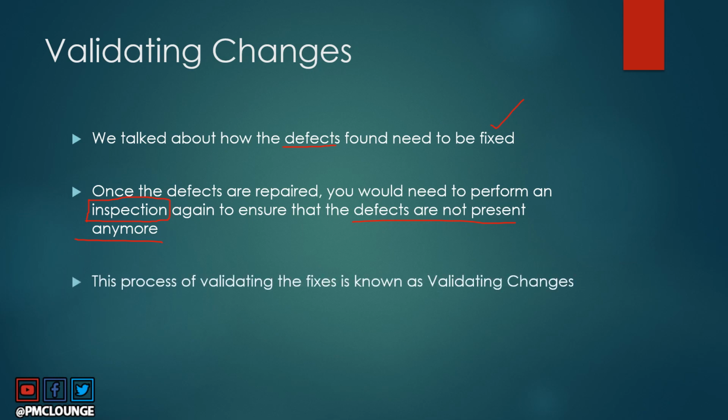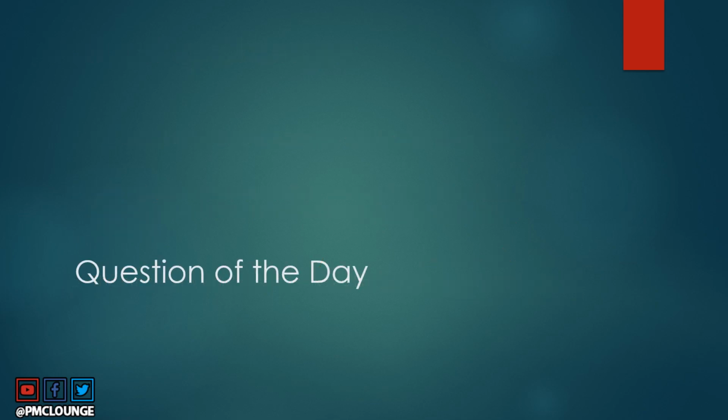And this process of validating the bug fixes or defect fixes is known as validated changes, because you have made some changes in the deliverable because there was a defect that you found, and then you've made some change and now you're validating that change. So this is the second output, validated changes, from the control quality process.